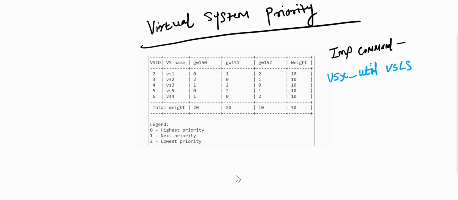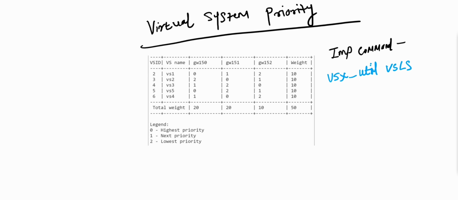Virtual system priority refers to the preference regarding which VSX cluster members host a virtual system's active, standby, and backup states. This preference is expressed as an integer value. So consider you need to set up a virtual system with the preference for when it becomes active, when it becomes standby, and when it becomes backup. That preference you can set up using the virtual system priorities.